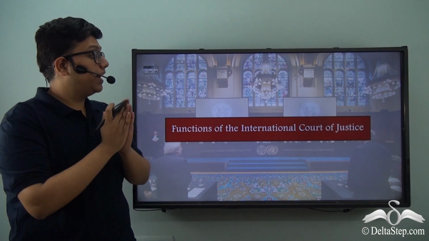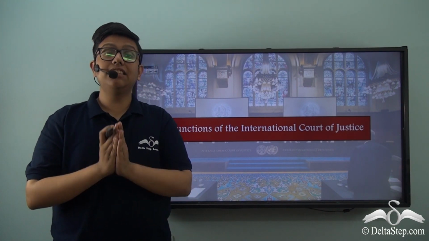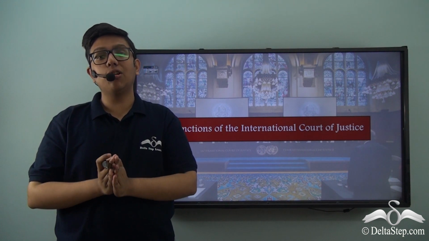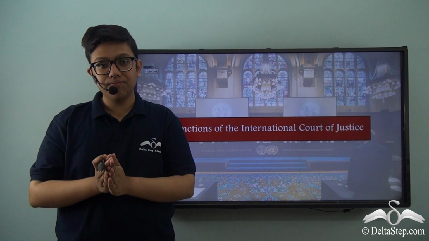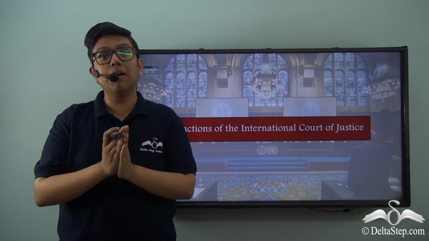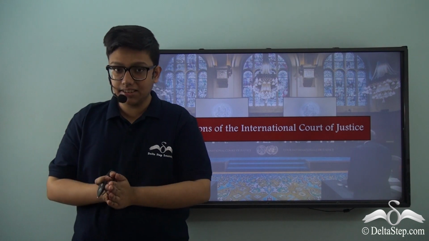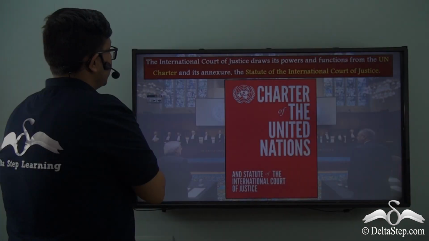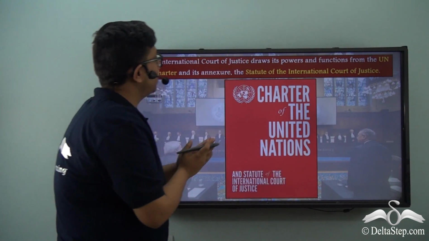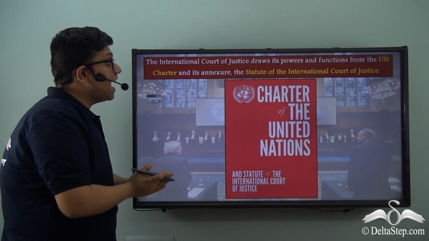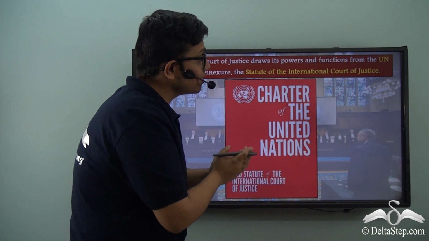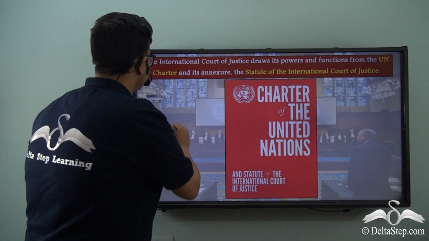Till now, we have seen the structure of the International Court of Justice, which is the principal judicial organ of the United Nations. Now let us look at the various functions which are exercised by this International Court of Justice. The International Court of Justice draws its powers and functions from the United Nations Charter and its annexure or addition, the Statute of the International Court of Justice.